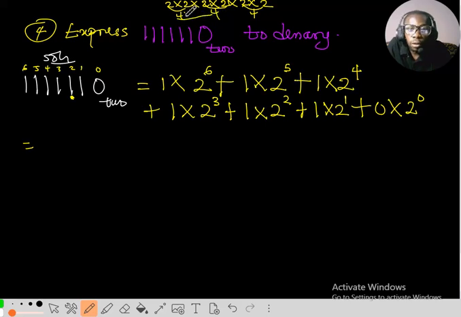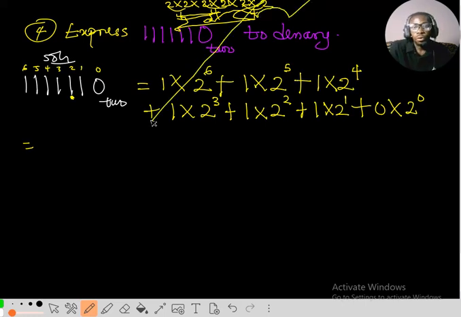If you do it that way, that one will be stressful. 2 times 2 here will be 4. 4 times 2, 8. 8 times 2, 16. 16 times 2, 32. 32 times 2, 64. So 4 times 4 will give me 16. 16 times 4 will give me 64. So that settles that part.